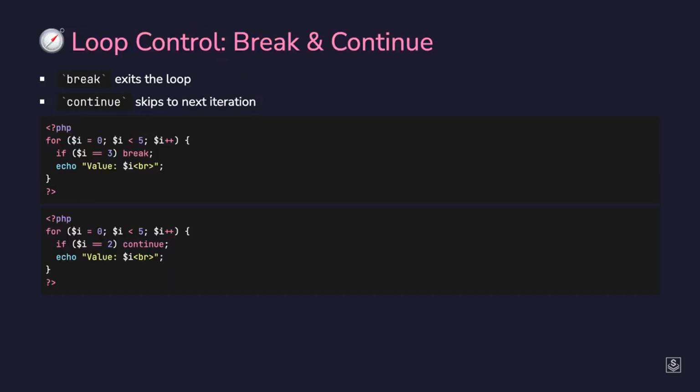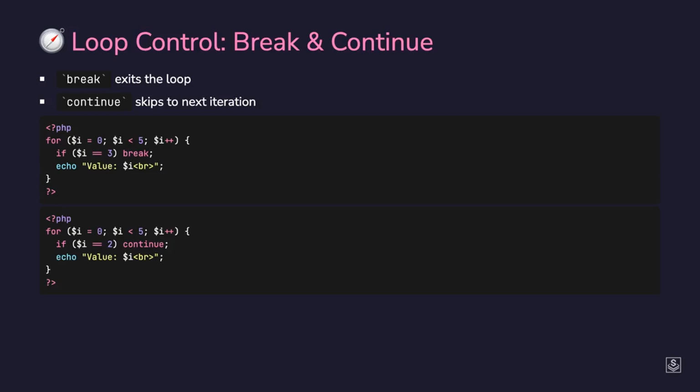PHP provides break and continue to control loop execution. Break immediately exits the loop, skipping any remaining iterations. In the first example, the loop stops when $i equals 3. Continue skips the current iteration and moves to the next. In the second example, $i equals 2 is skipped.